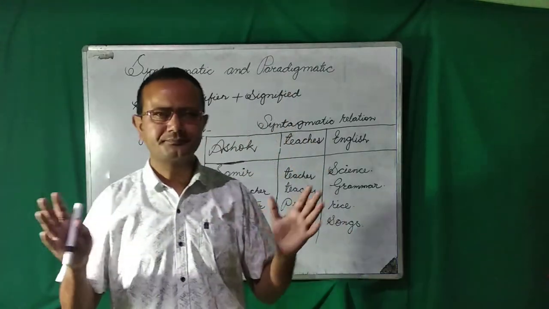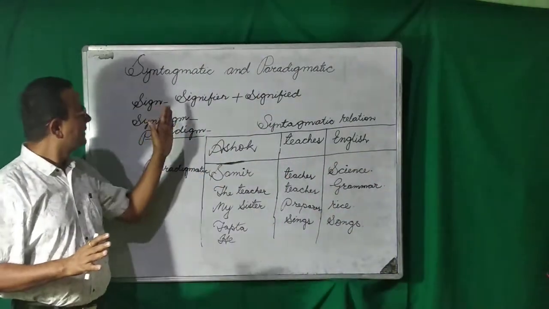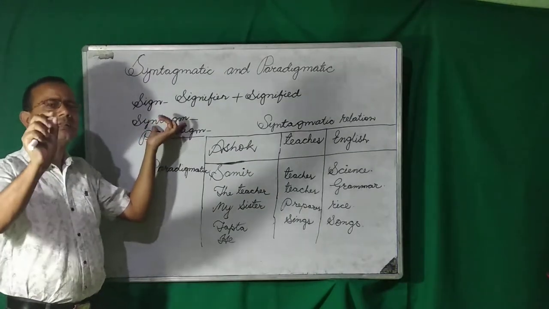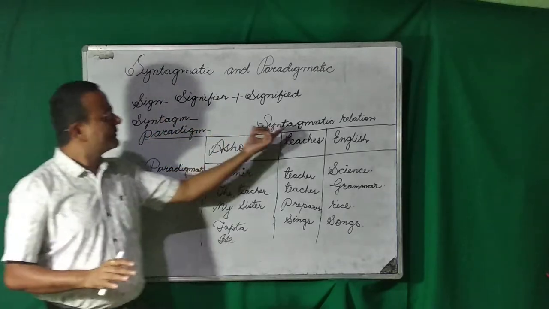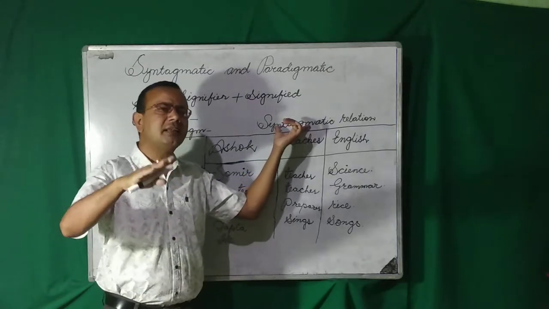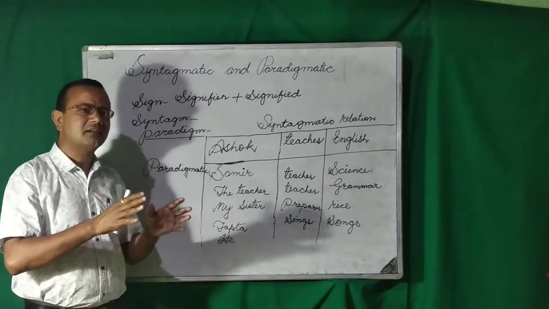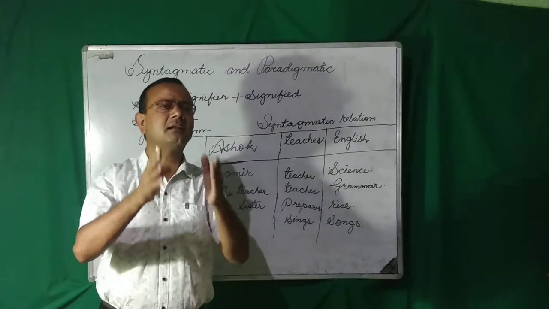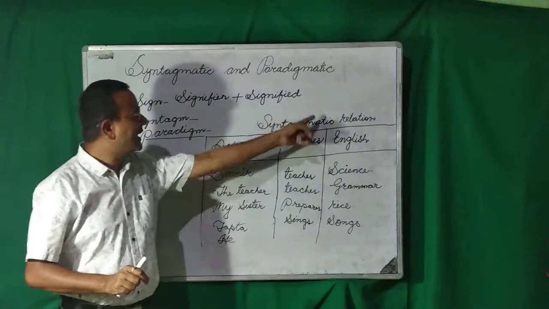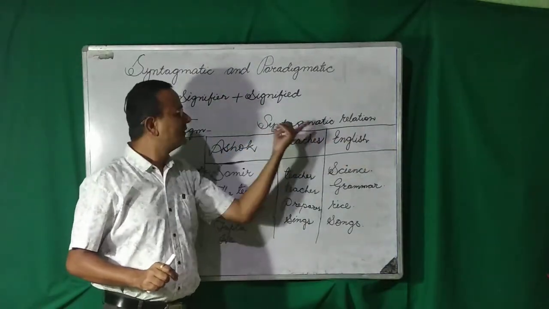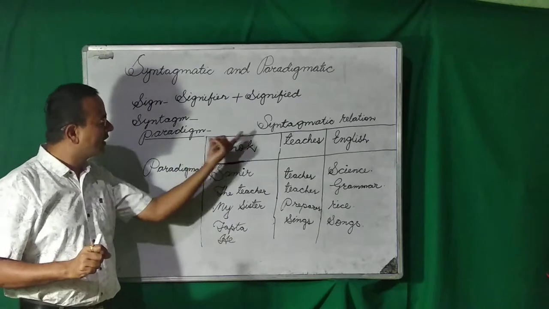For example, let's take a look at these sentences. Syntagms, as I told, are the set of words. Syntagmatic relationship is about positioning, where we keep. When we try to find out whether these words have syntagmatic relationship or paradigmatic relationship, in order to understand syntagmatic relationship, we should know one thing, that is the horizontal line. You can see the horizontal line. Ashok teaches English, this is the horizontal line. This is syntagmatic relationship. And if you want to find out the paradigmatic relationship, you can go to the column.